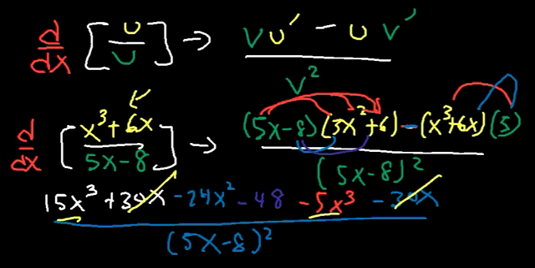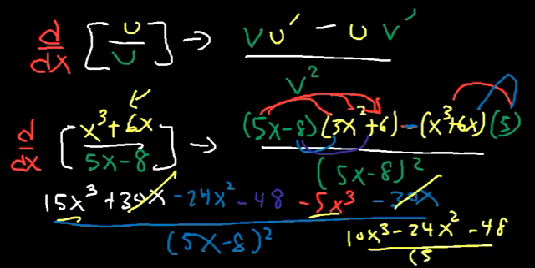So our final answer, let's see if I can fit it somewhere here. It's going to be 15, actually no, not 15, 10x cubed minus 24x squared minus 48 divided by 5x minus 8 squared.